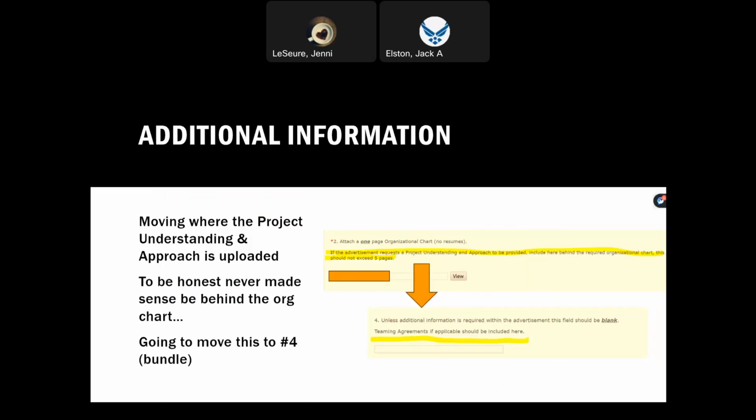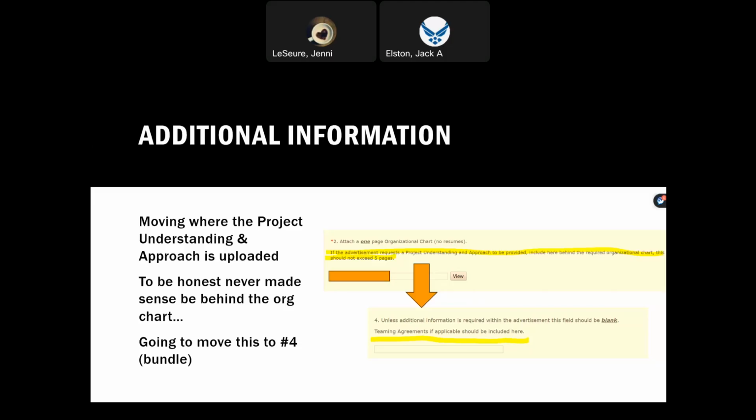Another thing that we are changing, we're going to be moving where the project understanding and approach is uploaded. Before, it was bundled behind the org chart, and I'm not going to lie, that caused a lot of confusion. People kept asking about the page limits. To be honest, I never really understood, and I have no good reason why we chose to put it there. So we're just going to move anything that's additional besides your experience to basically the number 4 attachment, where it says, unless additional information is required within the advertisement, this should be blank.